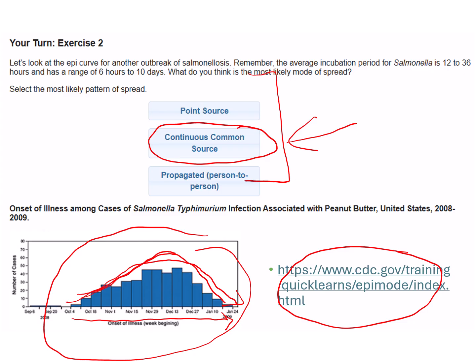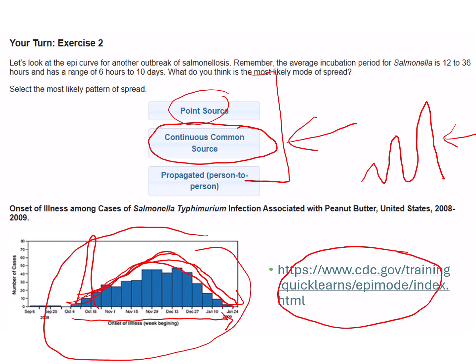So we do not see the multiple waves that we would see in propagated spread, like we saw earlier in the previous figure on that right side. And we do not see point source, which would be a very sharp and short duration. So because we see this gradual increase and then decrease over a long period of time, it's probably continuous common source.